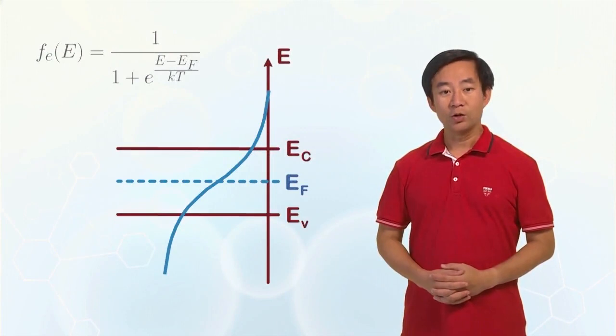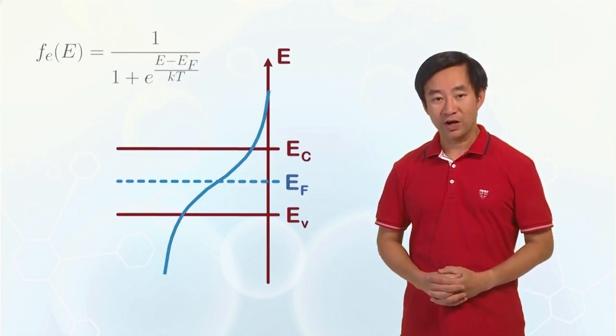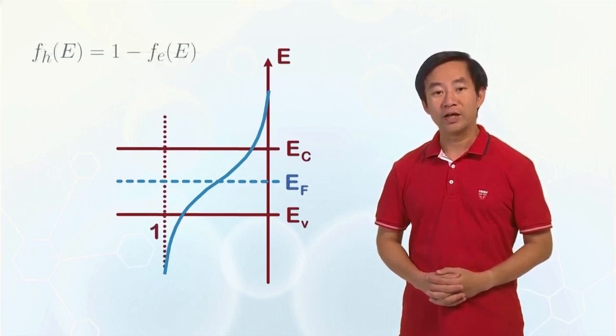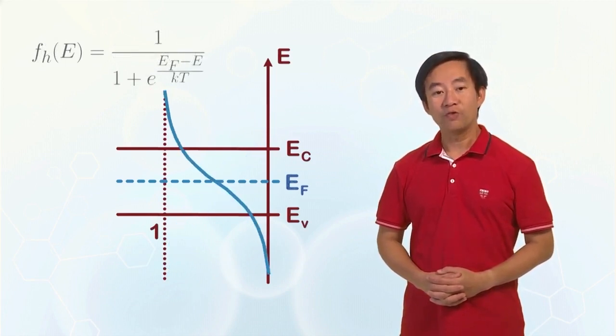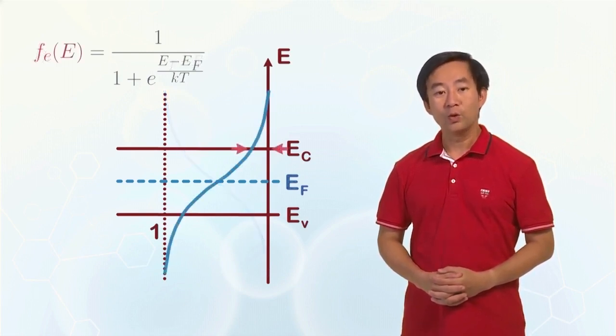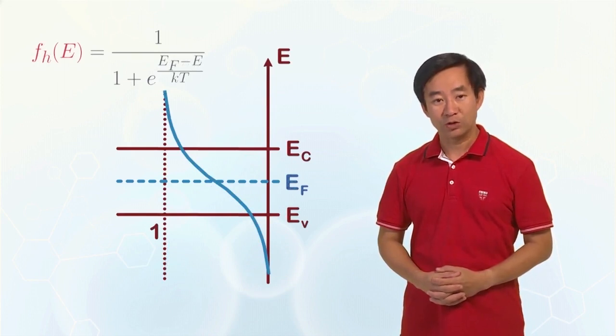In the valence band, we are more interested in finding the number of holes. It is more convenient to count the number of holes if the Fermi-Dirac function for holes is defined. It is given by 1 minus the probability of finding an electron in a state at a particular energy. Or more conveniently, it can be expressed in the form shown here. Generally, we use the symbol Fe(E) to denote the Fermi-Dirac function for electrons, and Fh(E) to denote the Fermi-Dirac function for holes.